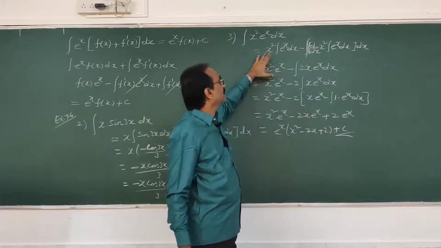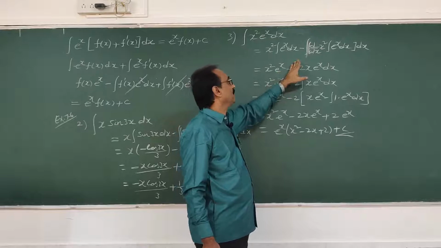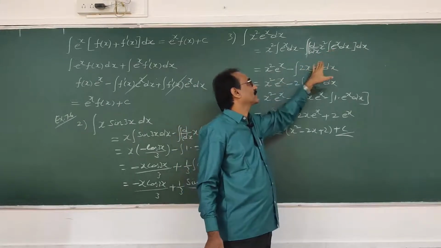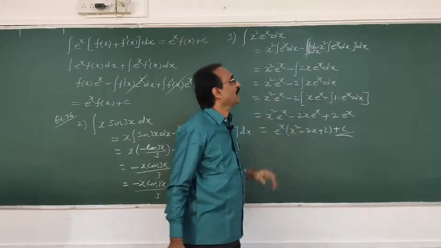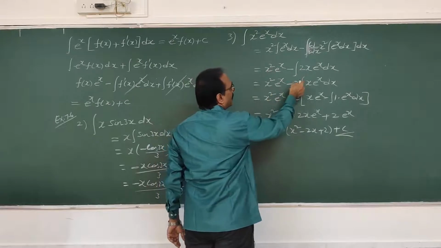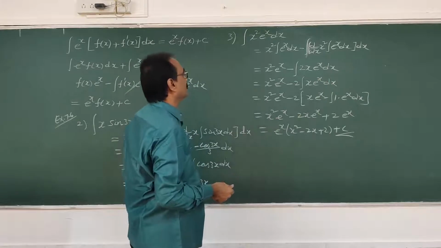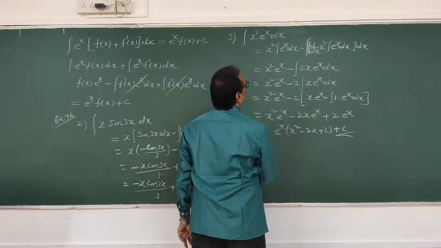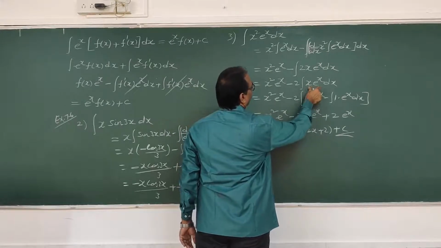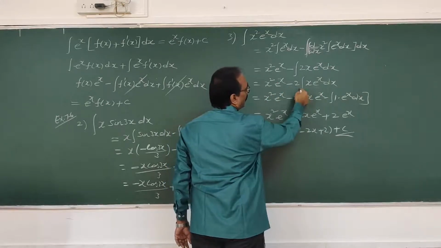Now what happened? x square into integral e power x, minus integral of derivative of x square, 2x, into integral of e power x dx. Okay, now x square e power x minus 2, I brought outside, integral x e power x. Okay, x e power x. So now again this is by parts, so again you have to apply the by parts formula. So x square e power x minus 2 into, I put a bracket.